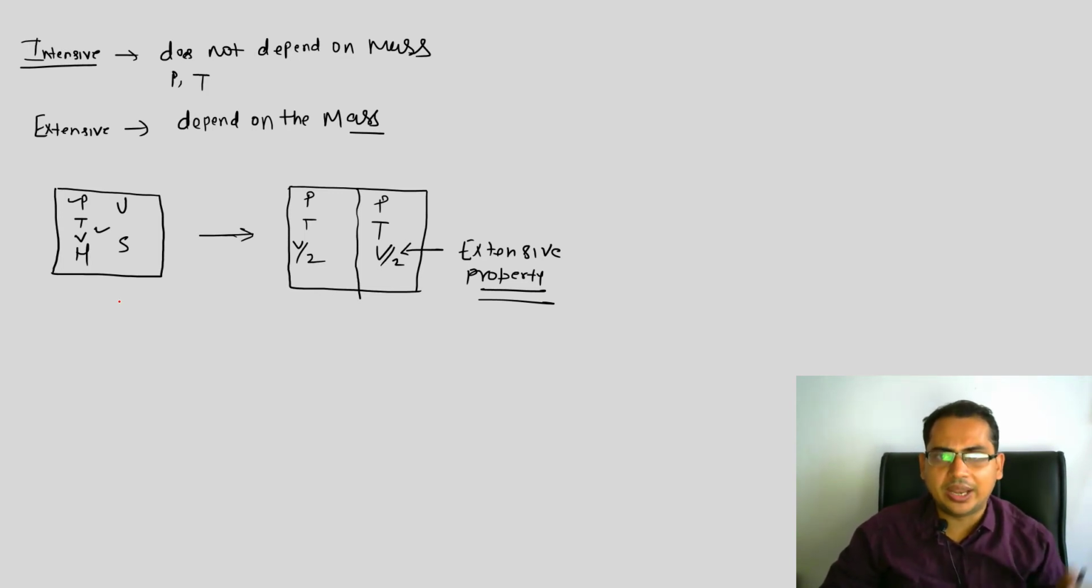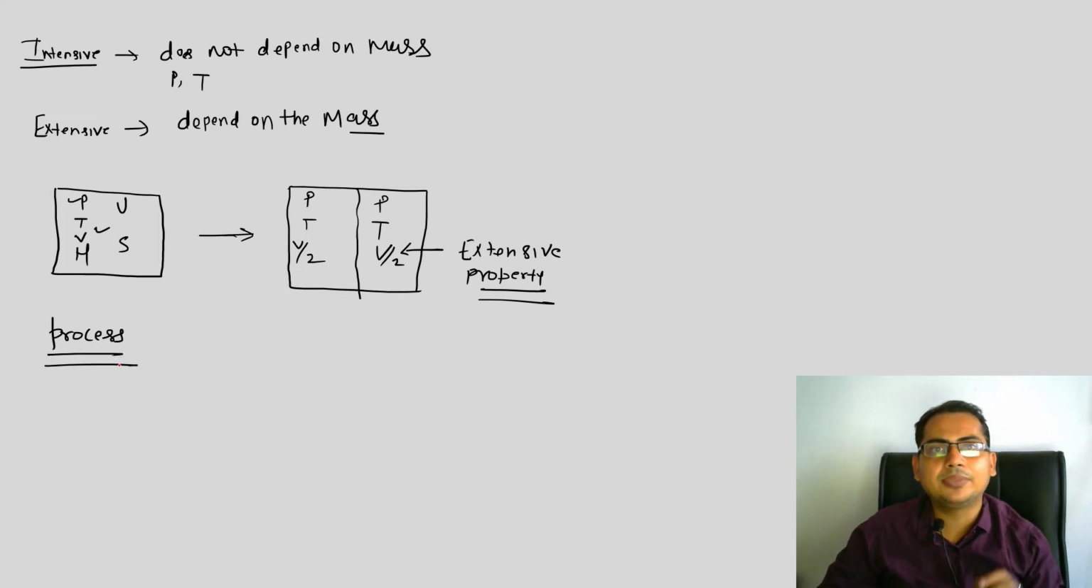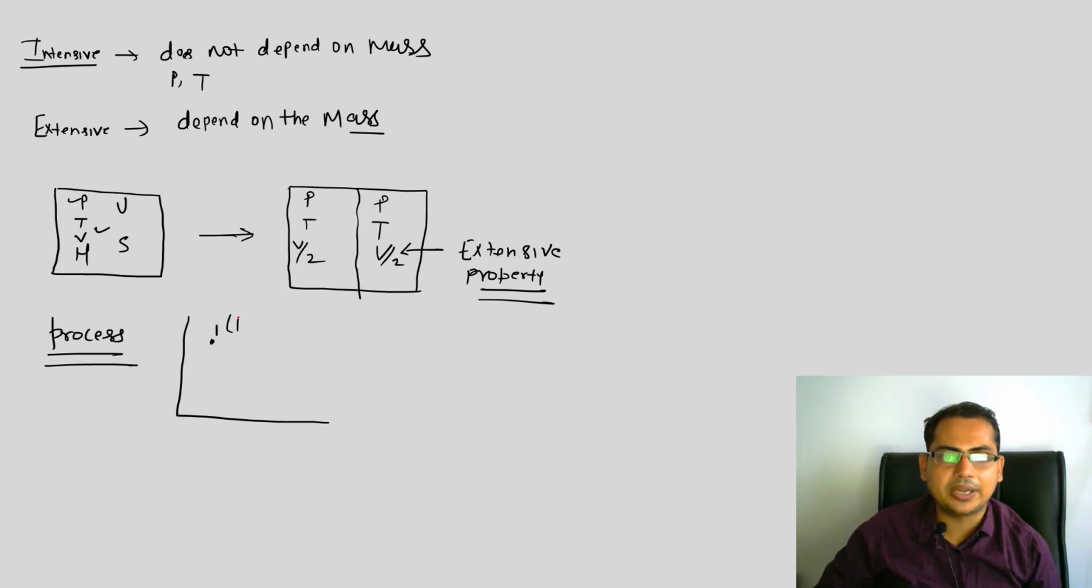Now we move to another very important terminology. It is called a process. A process is the change of the state of the system. Suppose the state of the system is at 1, where all the properties are defined, P1, T1, V1, and now the state of the system is at 2, with properties P2, T2, V2. Then the change from 1 to 2 is called a process.